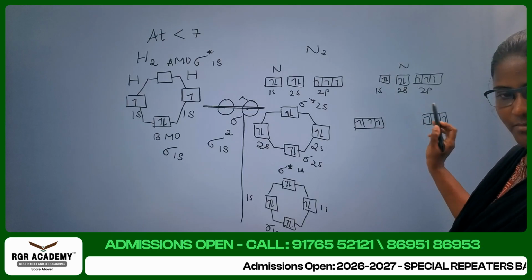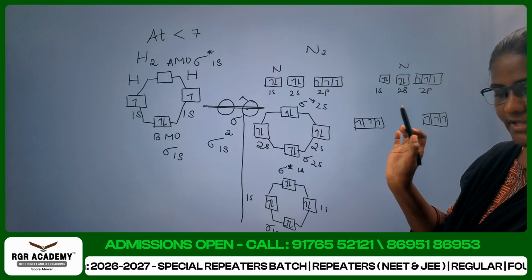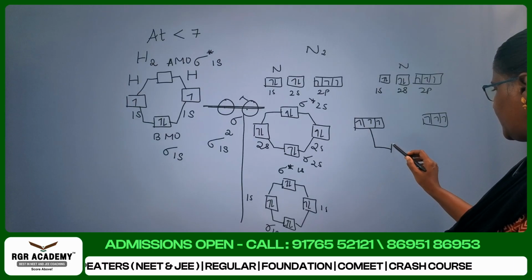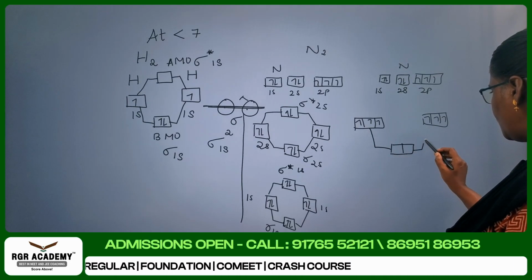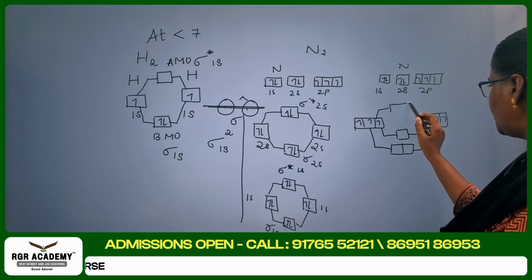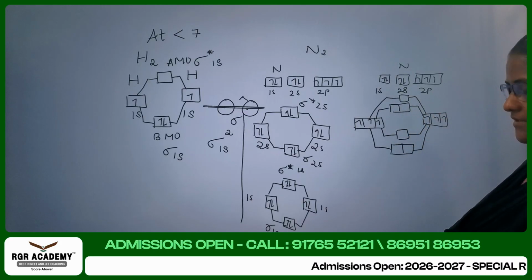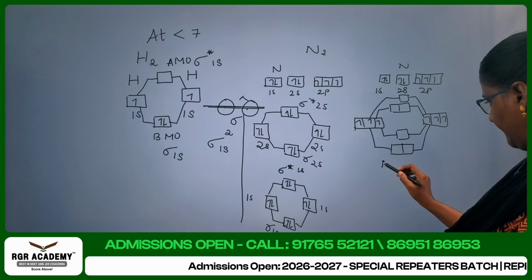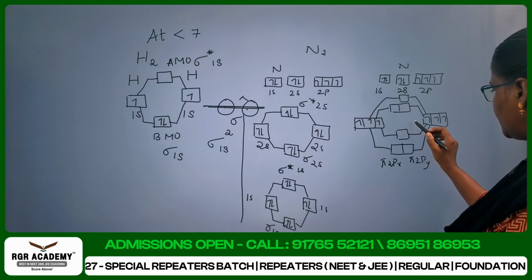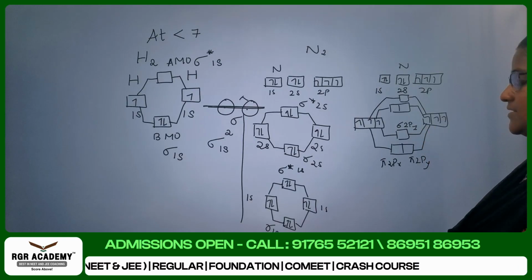So 6 atomic orbitals are combining. How many molecular orbitals have to be formed? 6 molecular orbitals have to be formed. How will these molecular orbitals be arranged? It will be arranged like this. So 2, 1 and 2, 1. Okay. So this is pi 2px, and this is pi 2py, and this is sigma 2pz. So why z alone?